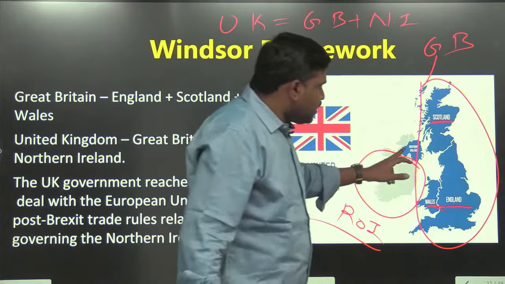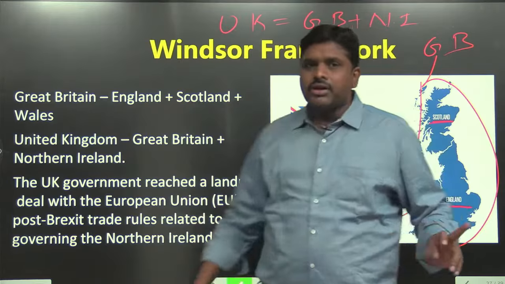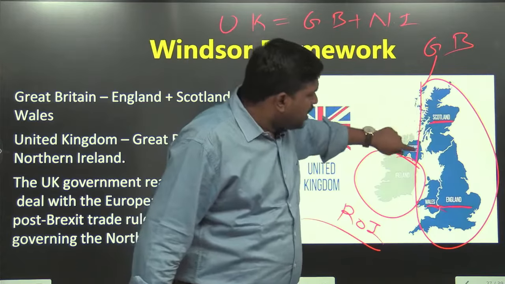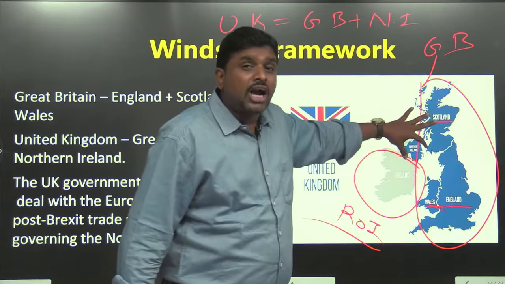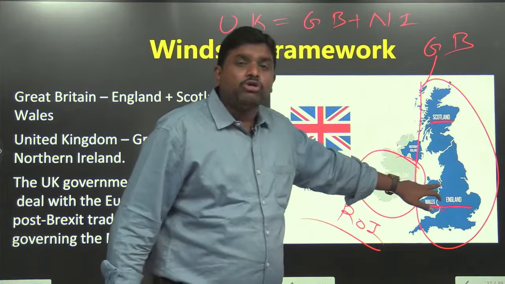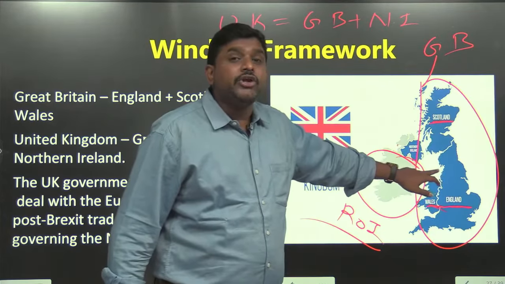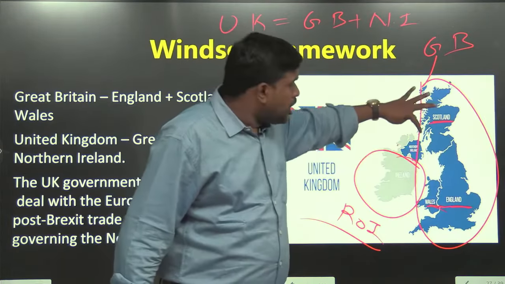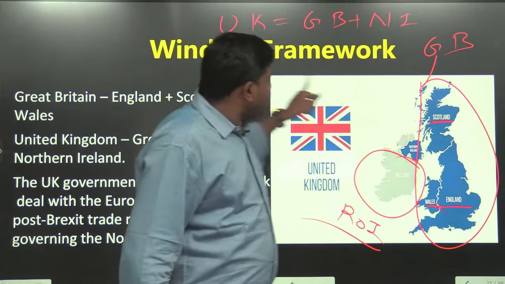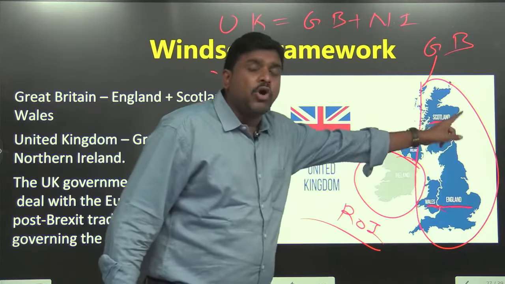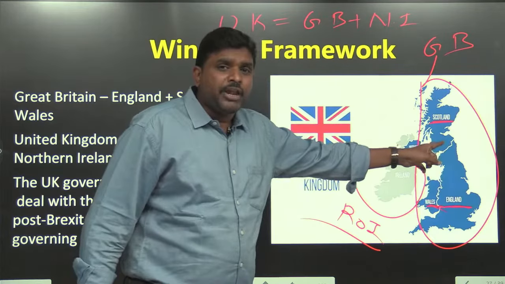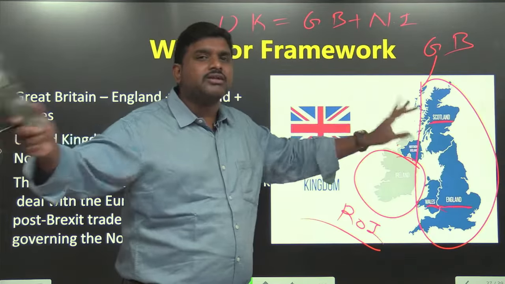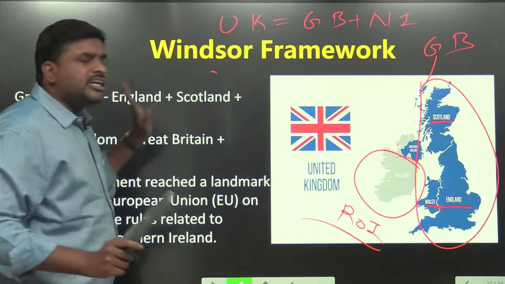So what happened? Northern Ireland is ruled autonomously. They are part of the United Kingdom, but they rule autonomously. When the UK came out of the European Union in Brexit, Northern Ireland's market was with the European Union. Now they are suffering. So the Windsor framework means the UK discussed with the European Union and gave a concession for Northern Ireland to trade with European Union countries. That particular framework is called the Windsor framework.